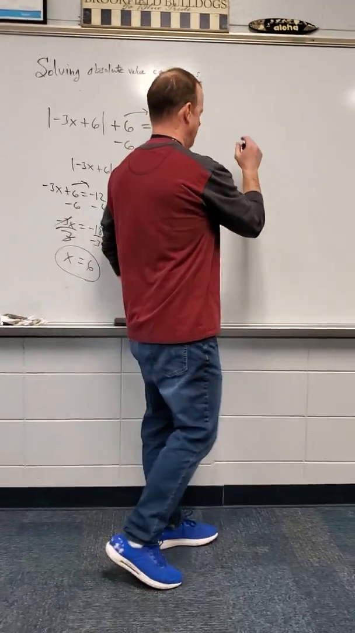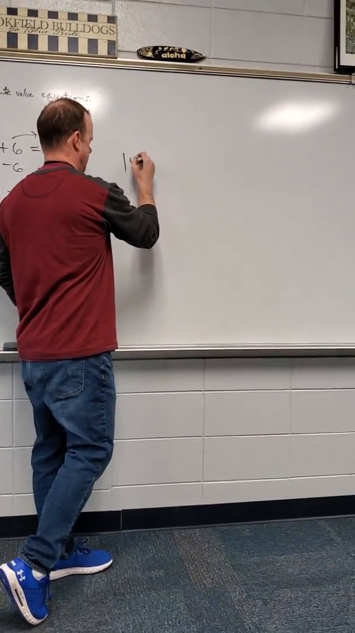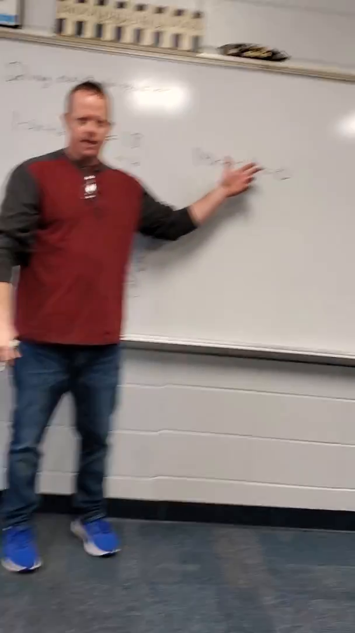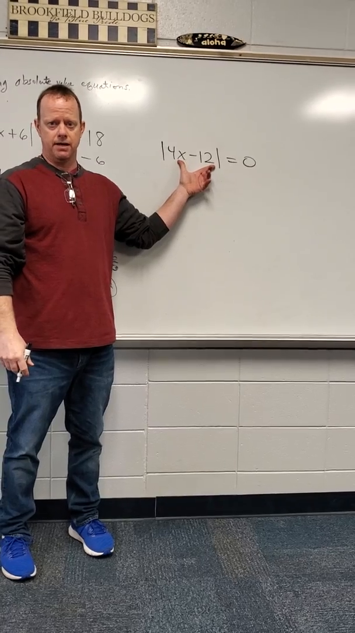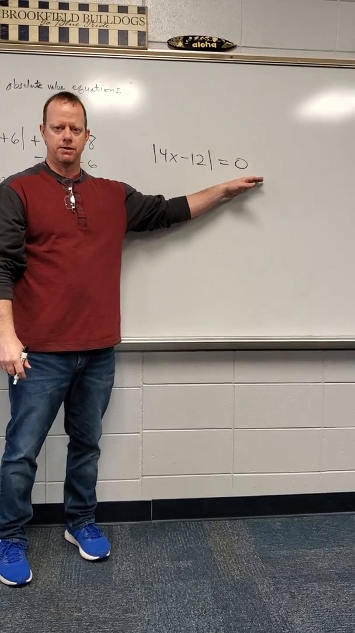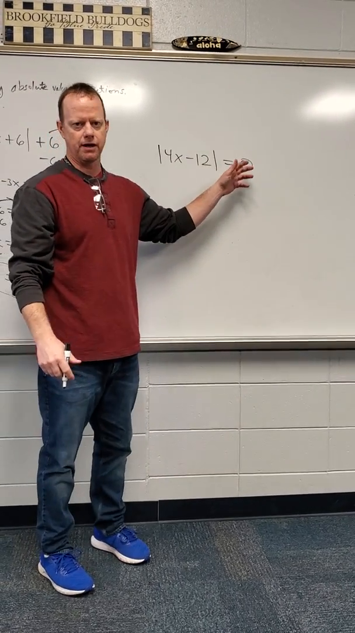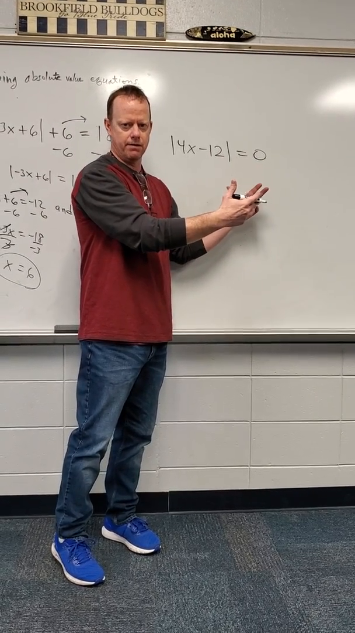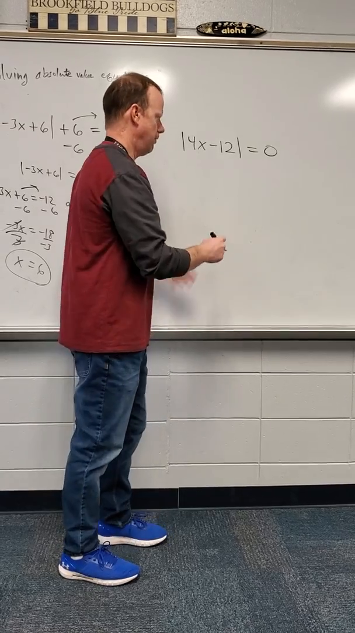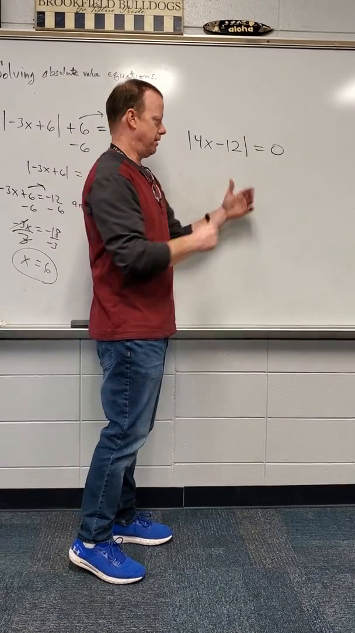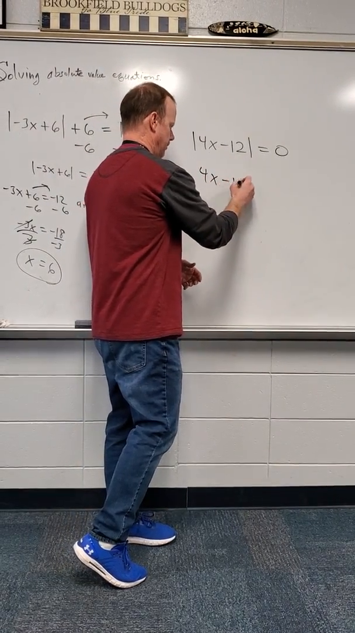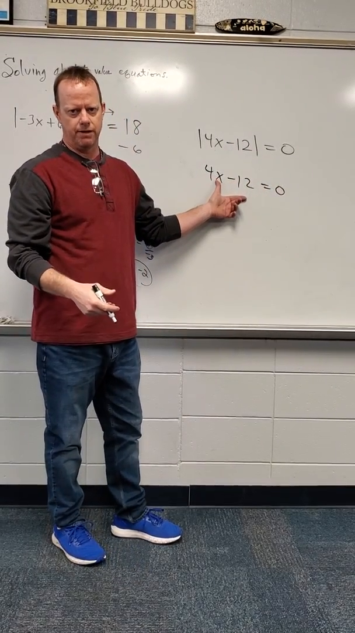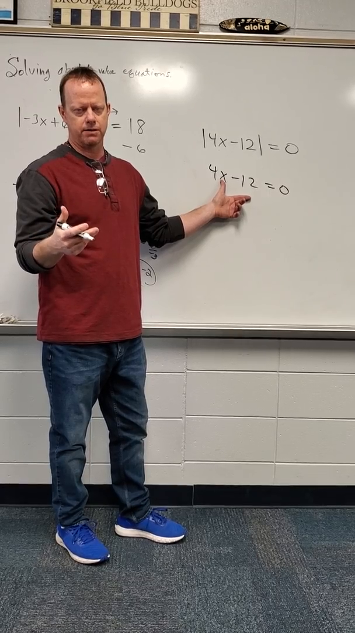Now, if you get an absolute value equation such as the absolute value of 4x minus 12 equals 0, and the absolute value is isolated but it equals 0, you're not going to have two answers to the equation. You're only going to have one, because you can't set something equal to 0 and negative 0, because 0 is nothing. So you simply set 4x minus 12 equal to 0, and then solve that equation, and that will be your one solution.